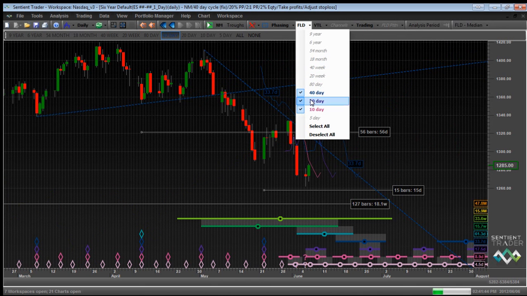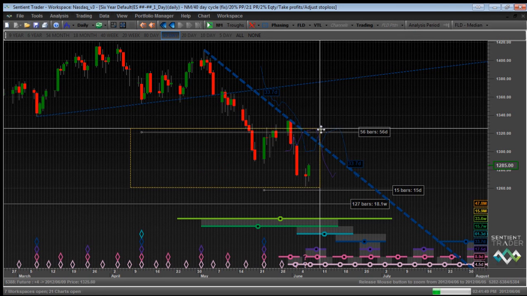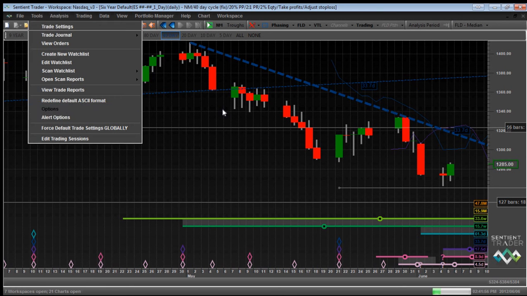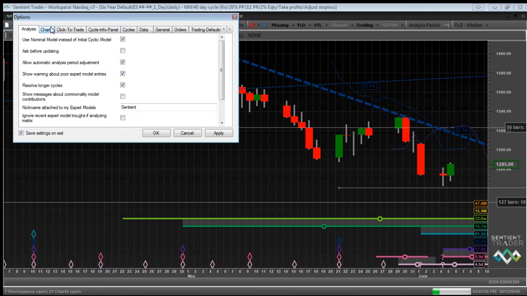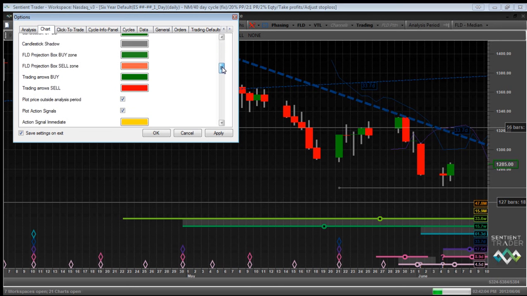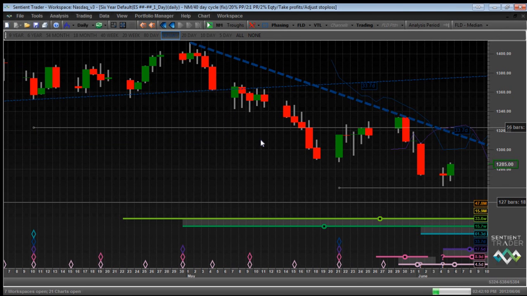And if we plot the FLD on that analysis, let's plot it on this analysis here. Let's plot the 40-day and the 20-day. There we go. All right. So, I need to see some more cycles here. So let's just change the number of cycles that I'm plotting.